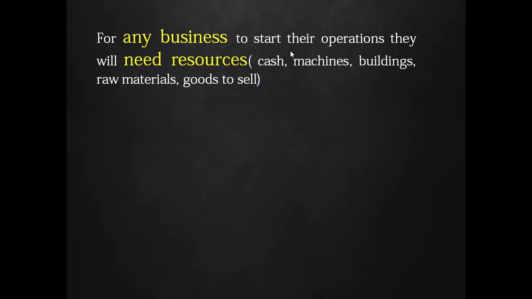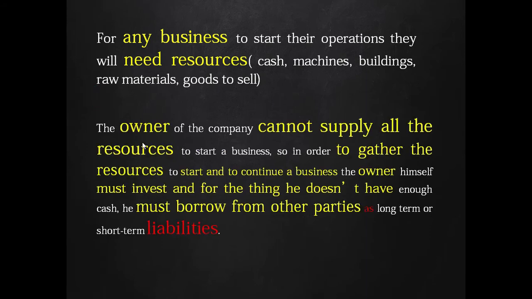For any business to start their operations, they will need resources: cash, machines, buildings, raw materials, goods to sell. The owner of the company cannot supply all the resources to start a business. So, in order to gather the resources to start and to continue a business, the owner himself must invest, and for the things he doesn't have enough cash for, he must borrow from other parties as long-term or short-term liabilities.